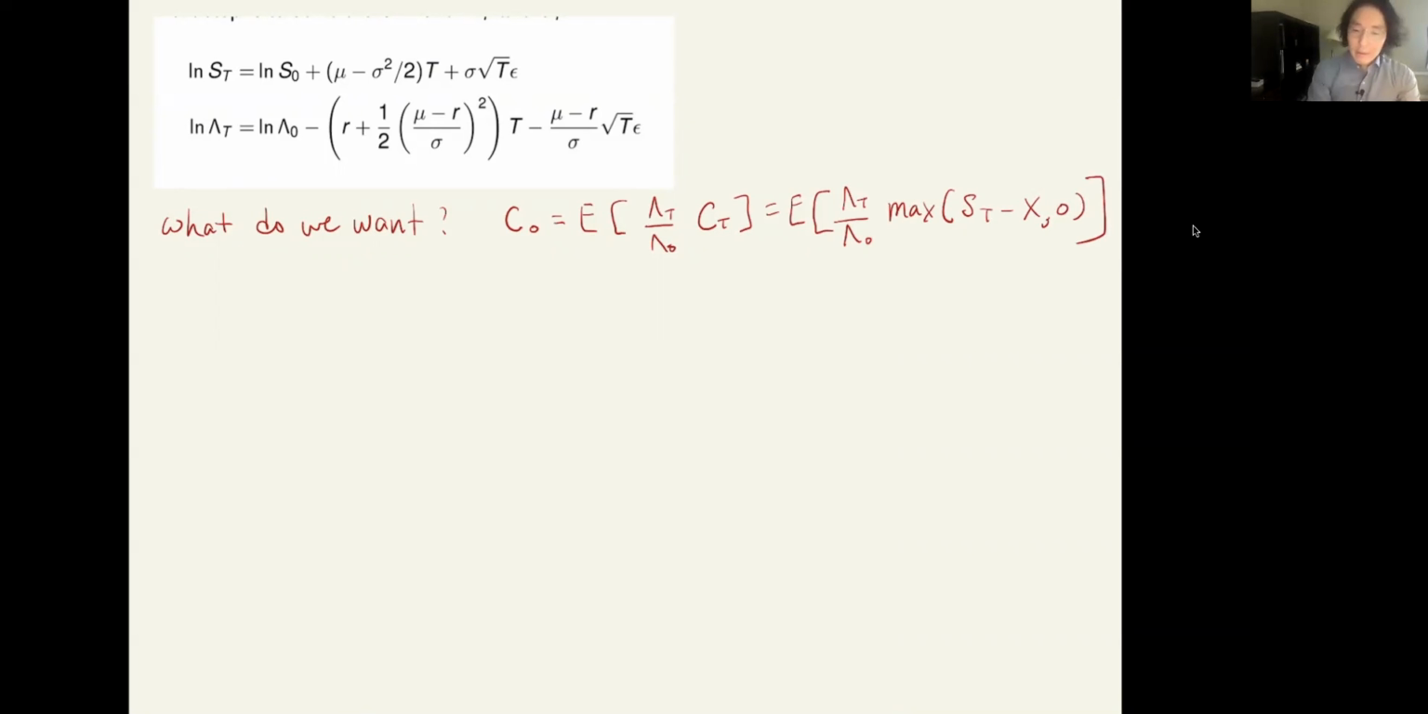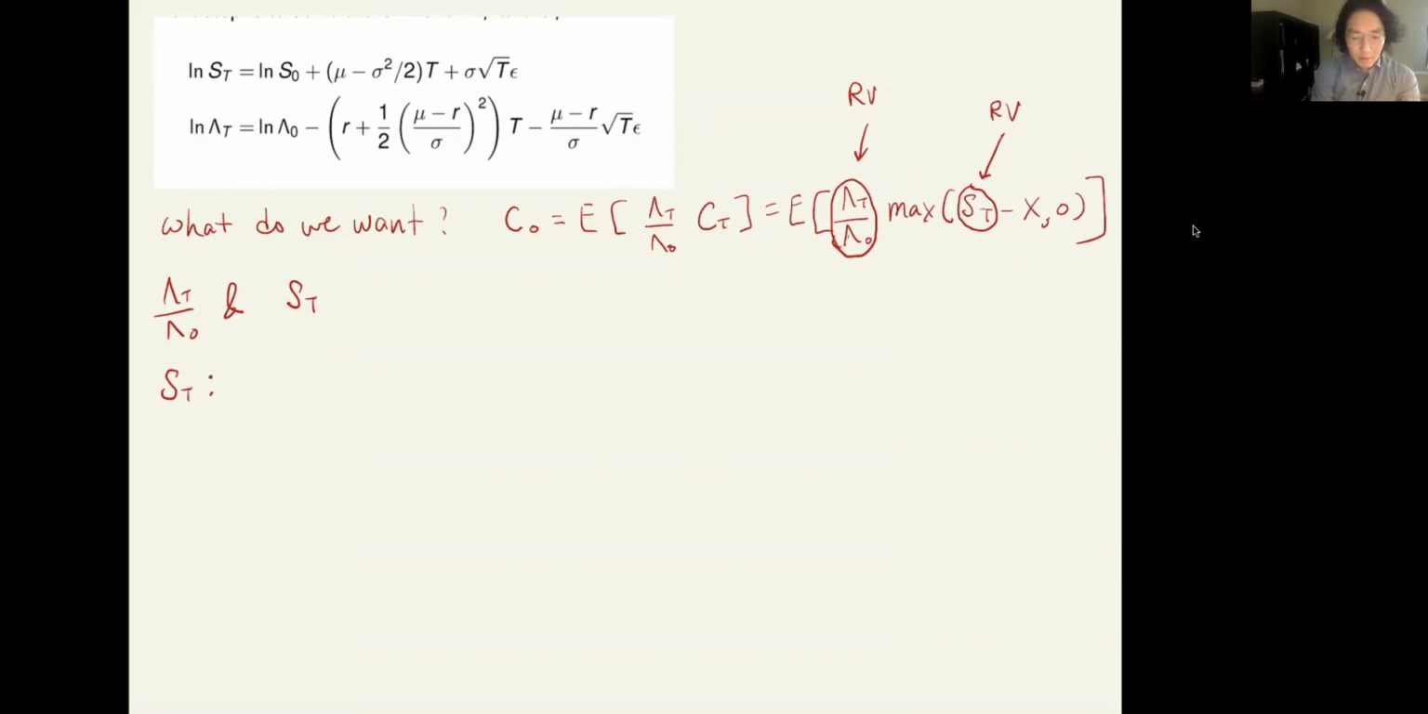What are the random variables here? So this is the random variable. This is a random variable. And this ST is another random variable, right? So we need to know the distribution of lambda T and ST. Okay, so that's all we need to know. We want the distribution of these two random variables. Okay?